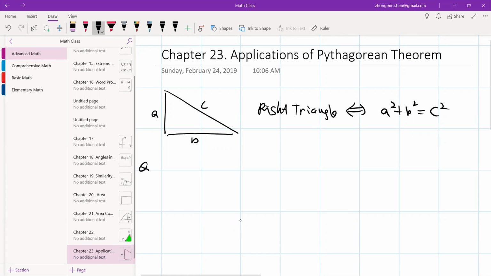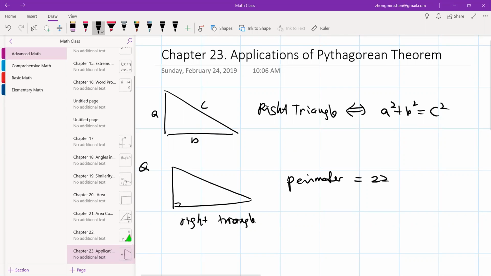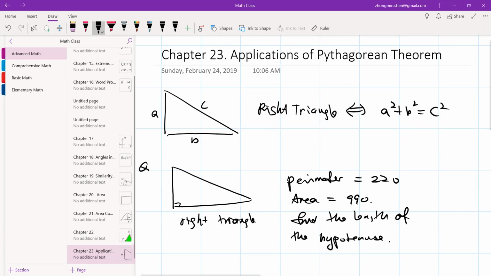The first problem we're going to study: I have a right triangle. The perimeter is 220. I know the area is 990. Find the length of the so-called hypotenuse, which is C. If we label the sides A, B, C, then you have to find C.